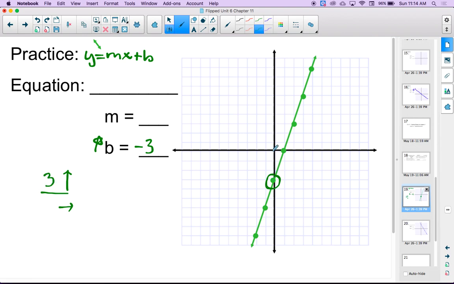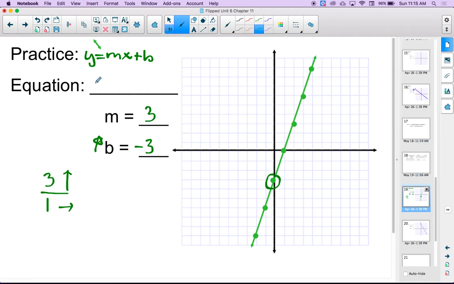Once we rise up to meet that next point, let's see how many spaces we have to run to get to that next point. All right, so we're going to run 1 space. So rise 1, 2, 3, run 1. Let's check out that pattern again. Rise 1, 2, 3, run 1. You notice we're going to keep ending up at another point on the line. So our rise number is 3, our run number is 1. That's a fraction, but we can simplify it to make it the whole number, 3.